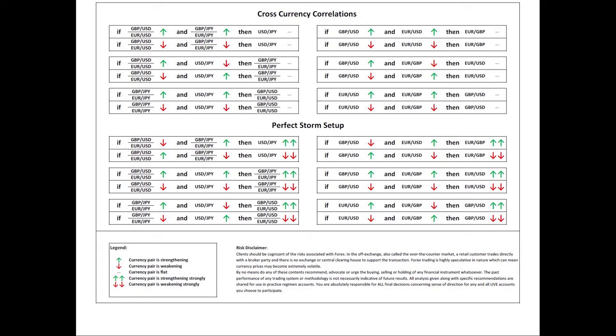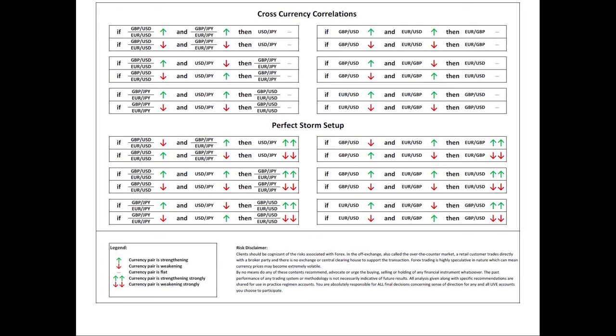Now, what's really important is not only the cross-currency correlations on top here. What we are looking at are the perfect storm setups here at the bottom of the file. So take a look at perfect storm setups. Actually, I can move the file for you. Just go down, look at the file. Perfect storm setup, and this is what you're looking for.